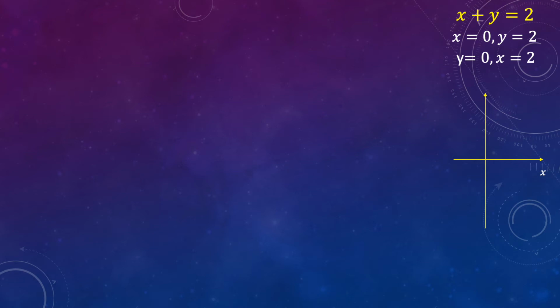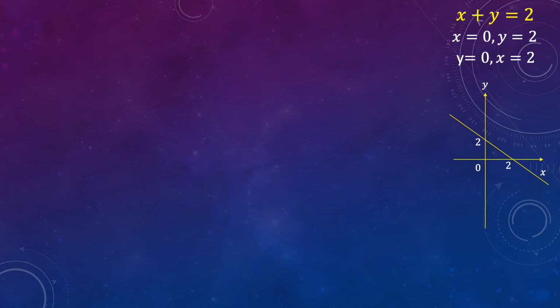The horizontal one is the x-axis, the vertical one is the y-axis, and this is 0, the origin. This part will be positive, and this part also positive. So we have y equals 2 and x equals 2. Let's say this is 2 and this is 2, and then you just join the two points together. Voila, this is your graph for x plus y equals 2.